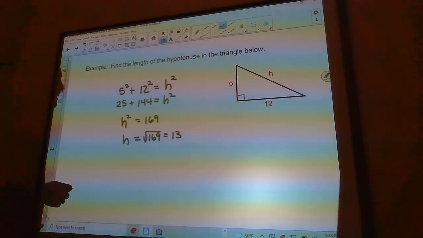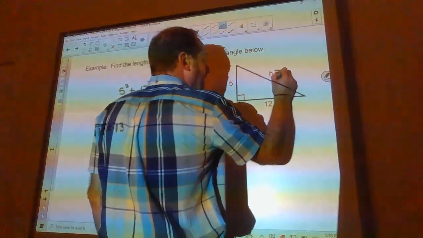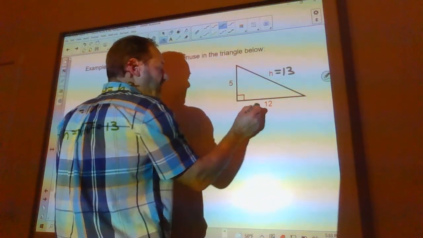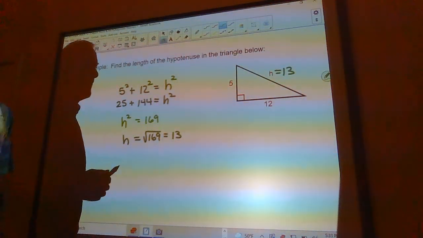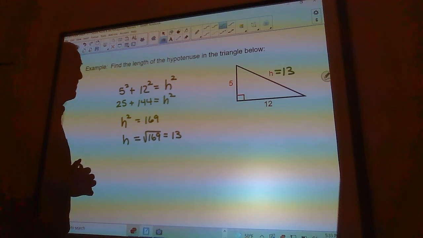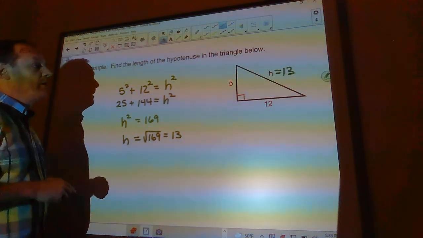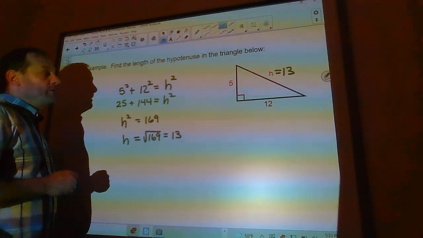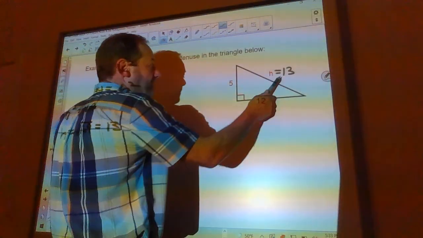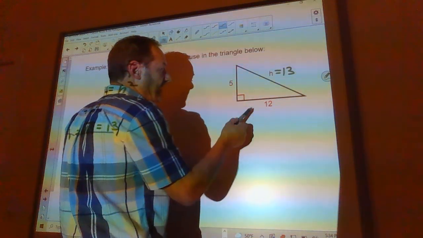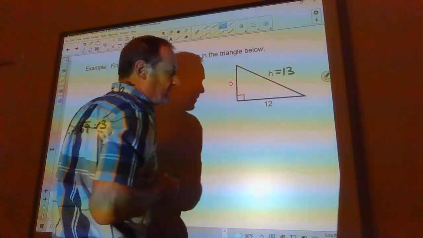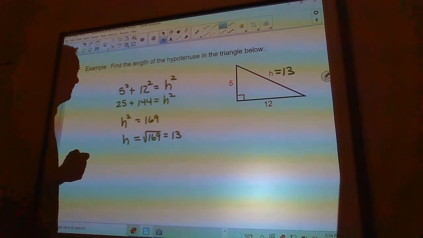Now, so I know this is 13. When these three numbers are all nice whole numbers, that's called a Pythagorean triple. So 5, 12, and 13 is a Pythagorean triple. If I know the sides of a triangle are a Pythagorean triple, that tells me also that that angle has to be 90 degrees.